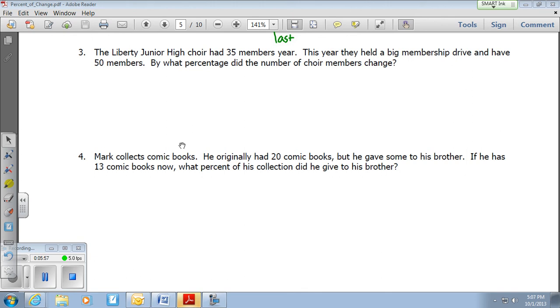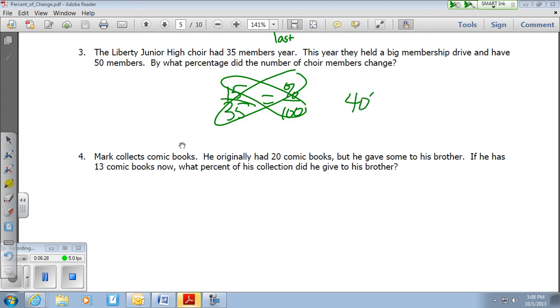All right, so it went from 35 to 50. So it's going to be a percentage of the increase. It will definitely be an increase. Let's see how many it changed by. It went from 35 to 50, so that's going to be 15. So 15 is my top number. That's the amount of the change. And the original amount was 35 over 100. Do your cross products, and you should end up with 40%.